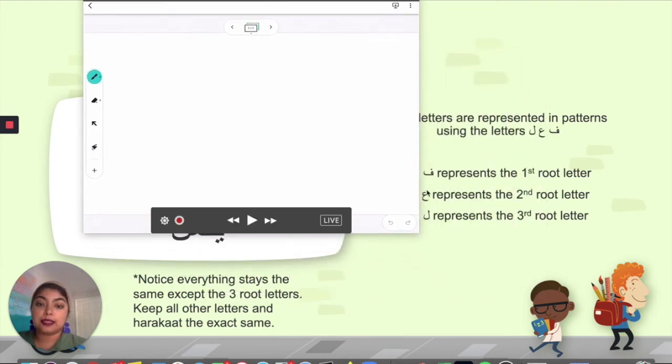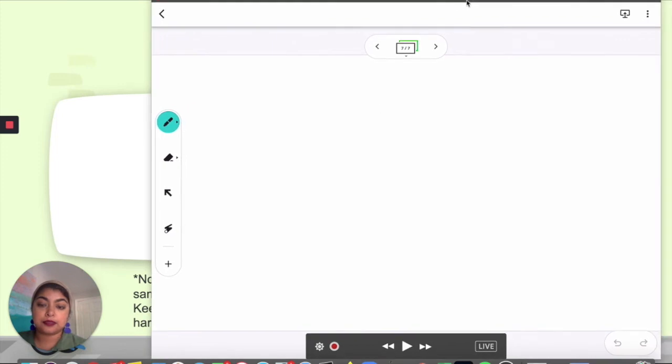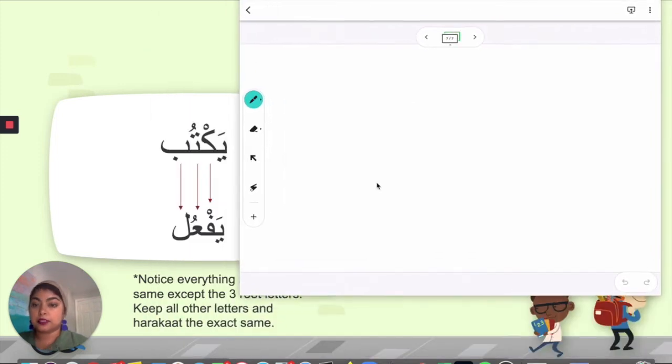So if I take that same example that we have here, we have the word yaktub. Would help if my pen works. There we go. Okay, so here's yaktub. This right here is the word.